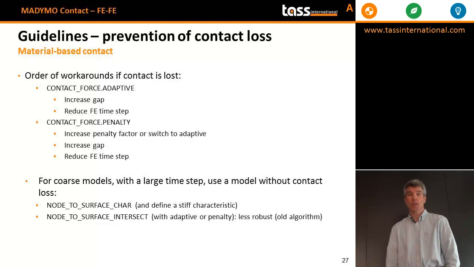If for whatever reason a simulation is required with a very large time step without contact loss, well, as said, you can go to a node to surface har, or a more older algorithm, node to surface intersect with adaptive or penalty. You can apply a very large time step, including adaptive or penalty, but it is less robust compared to the node to surface har.